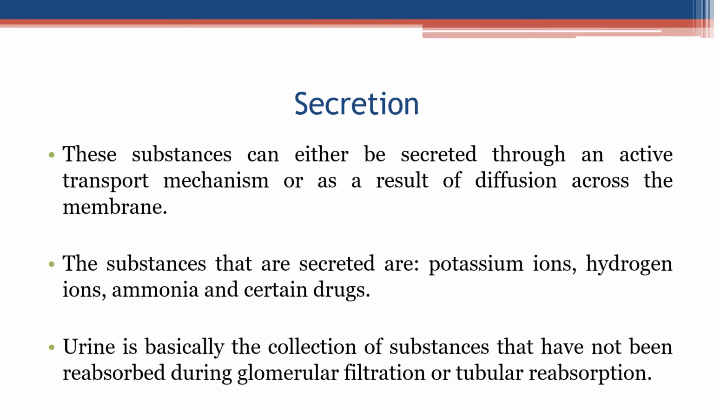These substances can either be secreted through an active transport mechanism or as a result of diffusion across the membrane. The substances that are secreted are potassium ions, hydrogen ions, ammonia, and certain drugs. Urine is basically the collection of substances that have not been reabsorbed during glomerular filtration or tubular reabsorption.